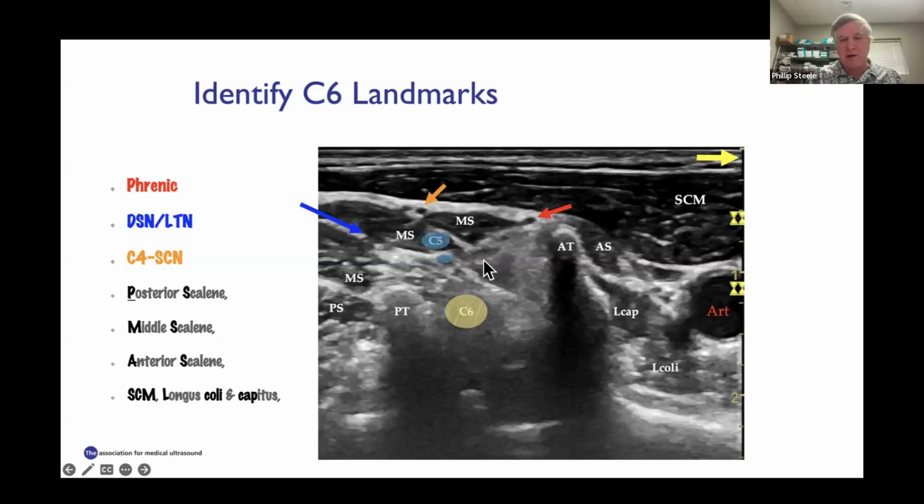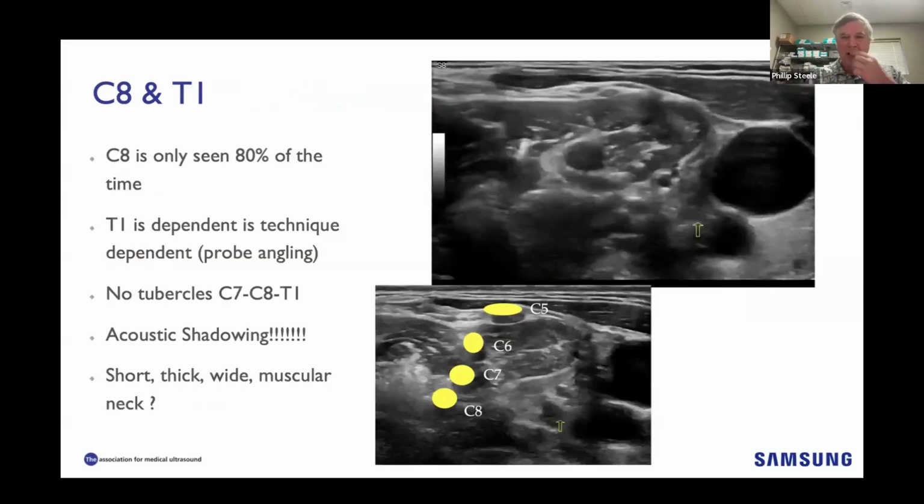This is actually phrenic nerve, and phrenic nerve can come off of C4, C3, or C5. If you're doing injections in the brachial plexus, you want to be able to identify this on a regular basis. We're not going to spend a ton of time on that today, but that is an important aspect of your scanning protocol if you're going to do procedures.